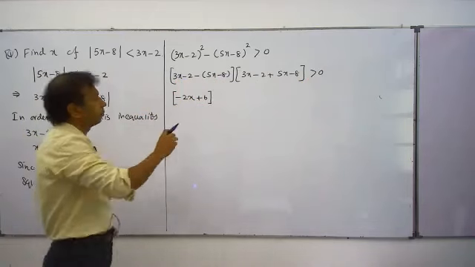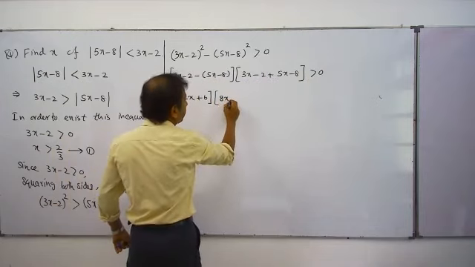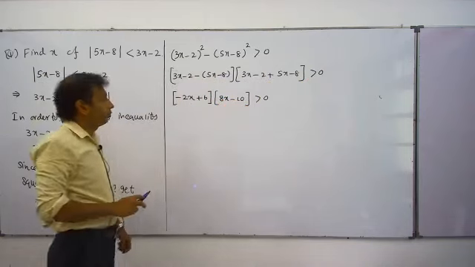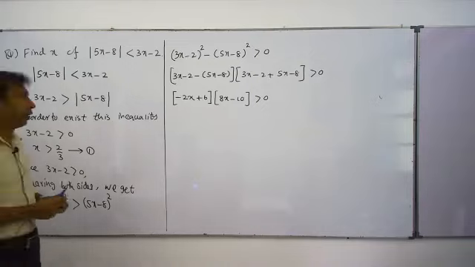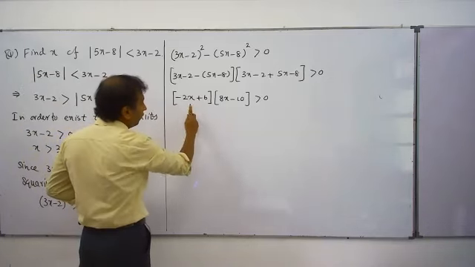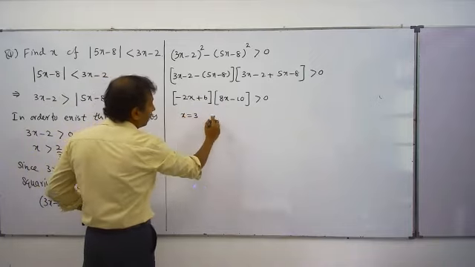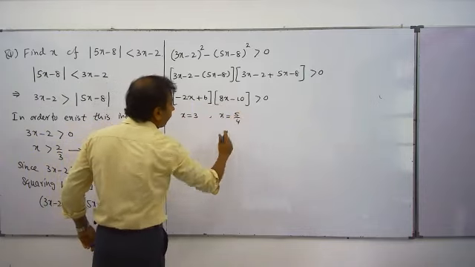And this bracket, (3x - 5)(8x - 10) greater than 0. Now you can find the range of this. Equate each bracket to 0. When you equate this bracket to 0, people, I am going to take the answer straight away. x is 3. When you equate this to 0, we get x is 5 by 4.